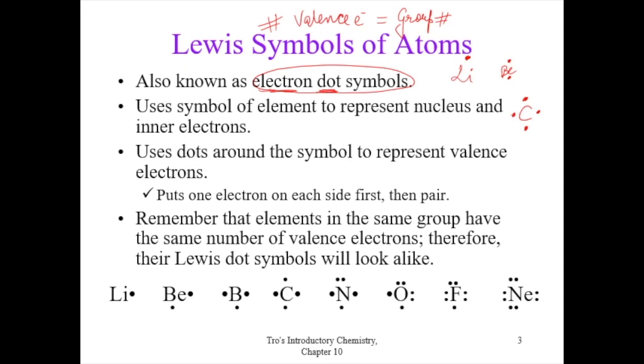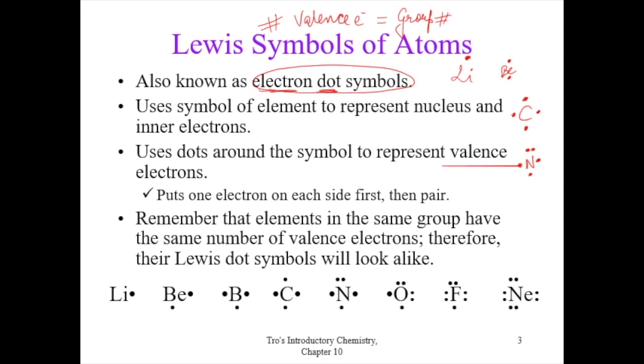What do I mean by that? Let's pick the next example, which is nitrogen. Nitrogen belongs to group number 5, which means it has 5 valence electrons. So I need to distribute 5 electrons around it. I start by distributing 1 electron to each side: 1, 2, 3, 4. Now since I have 1 more electron left, I will draw it as a pair of electrons. So this is the Lewis dot structure for nitrogen.